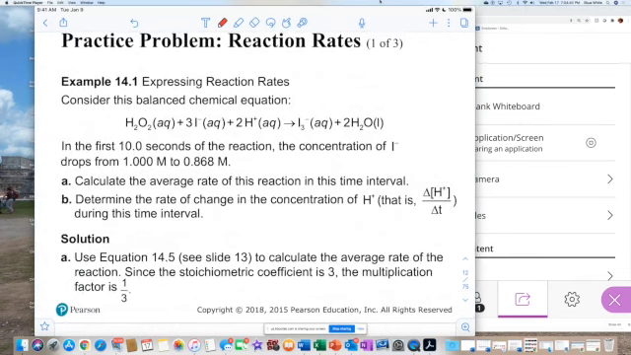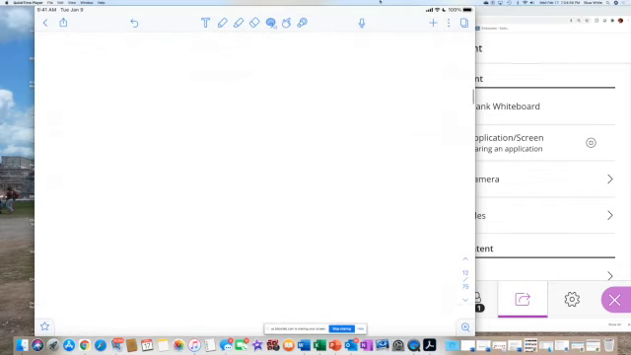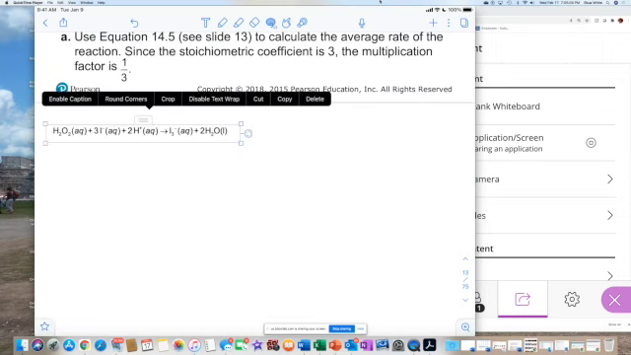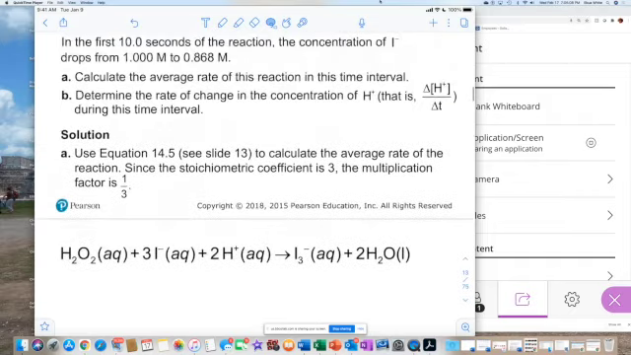Okay. Let me get some water. Okay. So it says here, consider this balanced chemical equation. So here we have a balanced chemical equation. Let me copy this. My stoichiometry right here. I got some room. Ready to go.